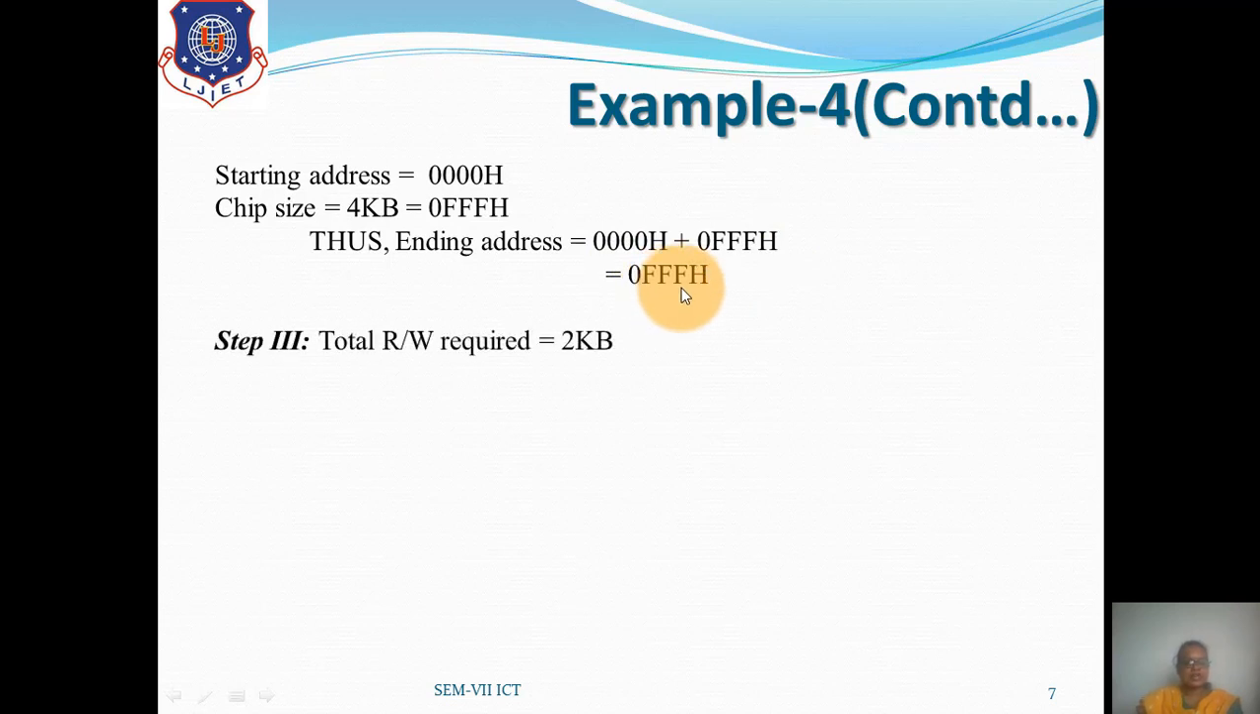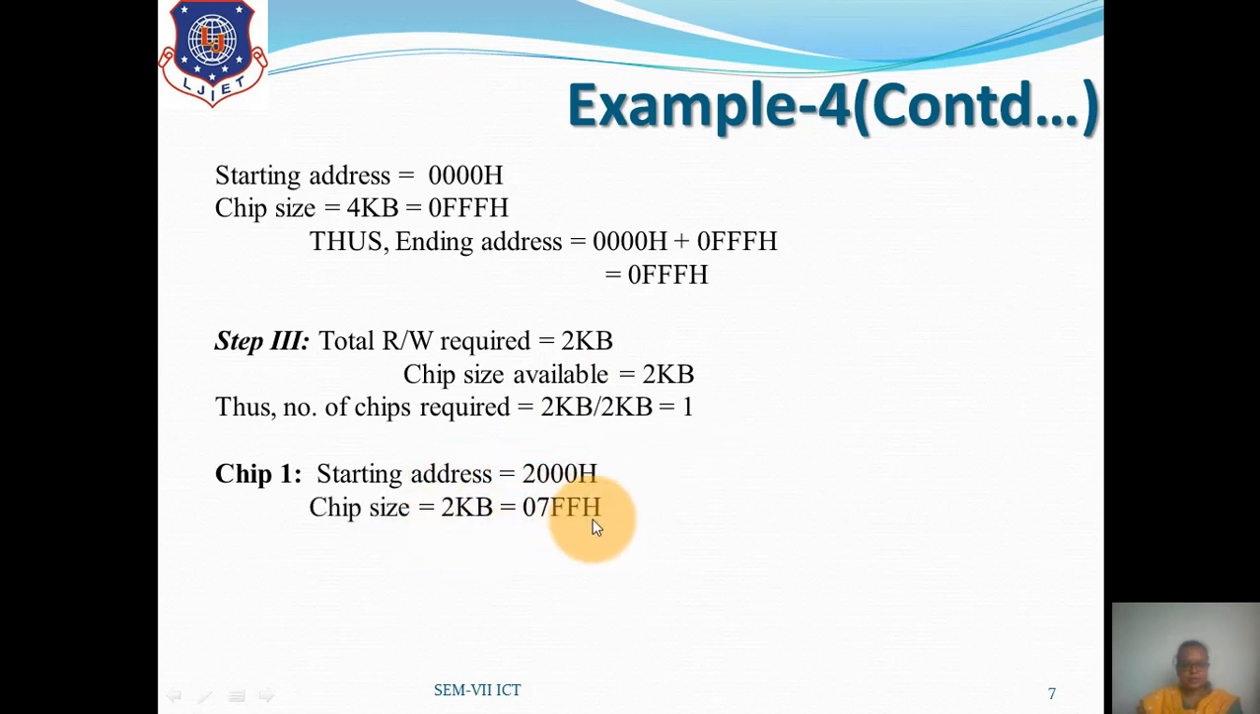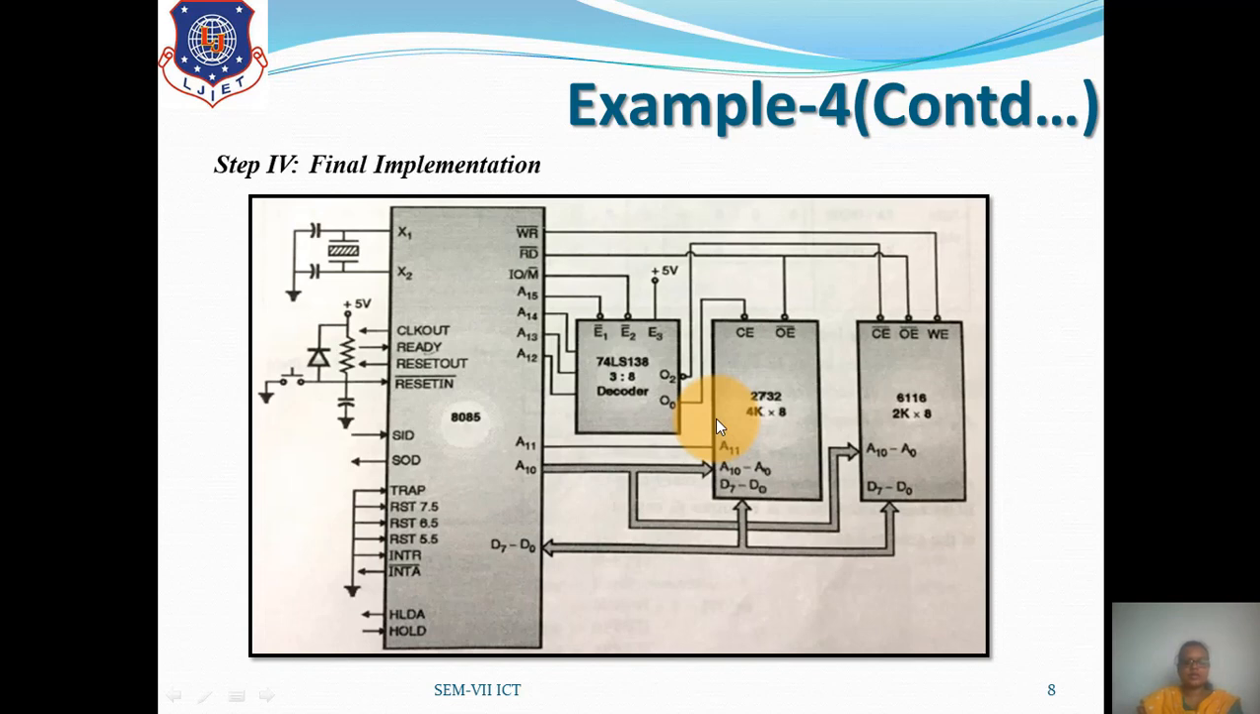Now step 3, that is talking about the read write memory. So read write memory required is 2 KB. Chip size available is also 2 KB. So number of chips required will be 1. Starting address will be 2000H, 2 KB. So when we replace it in memory mapping, the size value will be 07FFH. So the ending address will be 2000 plus 07FFH, so it will be 27FFH, right? So here we have found the starting and ending address of ROM and RAM, that is read write memory. Now next we will see the final implementation based on this, right?